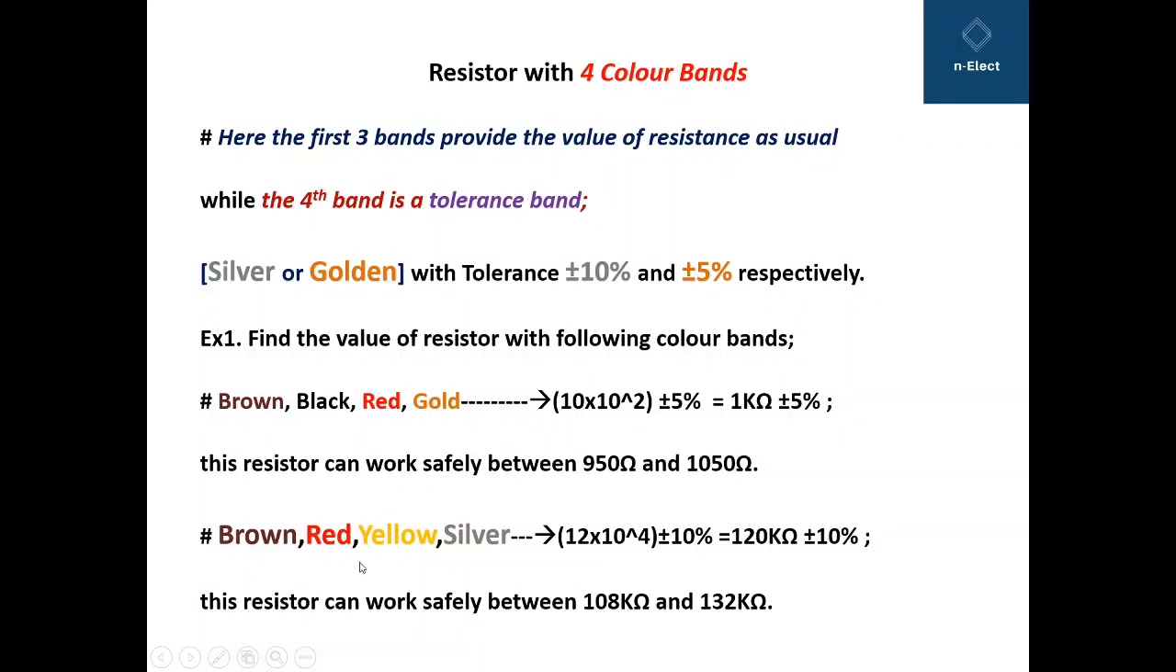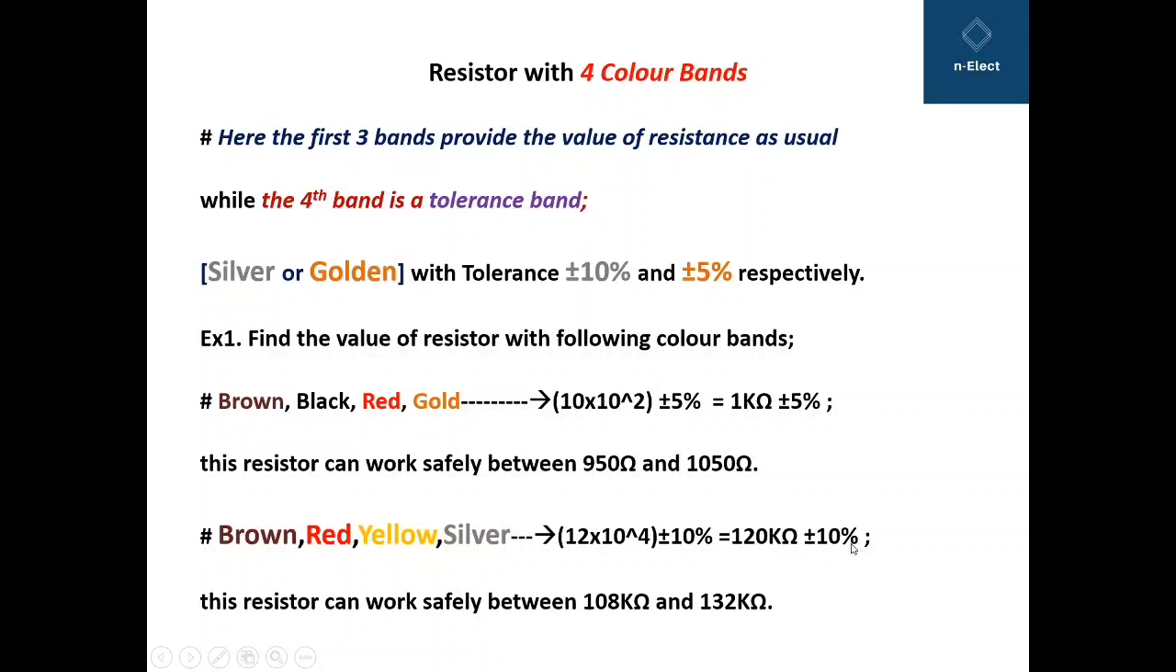Again, one more example here we are seeing, that is brown, red, yellow and silver. Now for brown that is 1, so 1 is written. For red it is 2, it is also written. Into 10 raised to power, for yellow 4, as we have seen already. Plus minus, here the 4th color band is silver, so plus minus 10%, and that gives me 120 kilo ohm plus minus 10%.